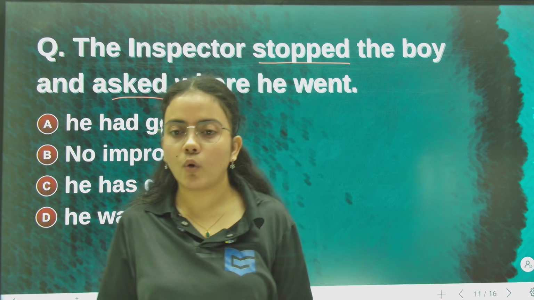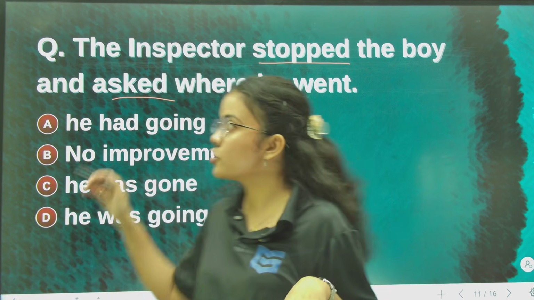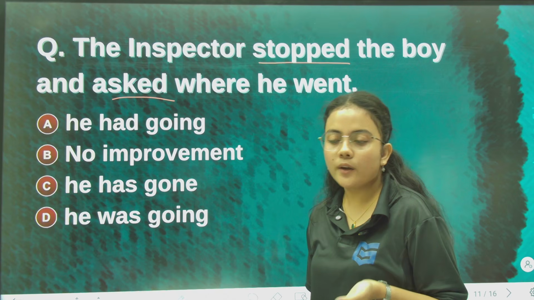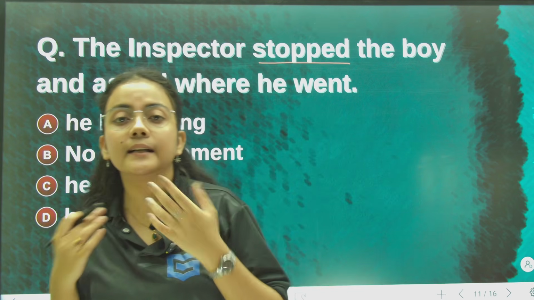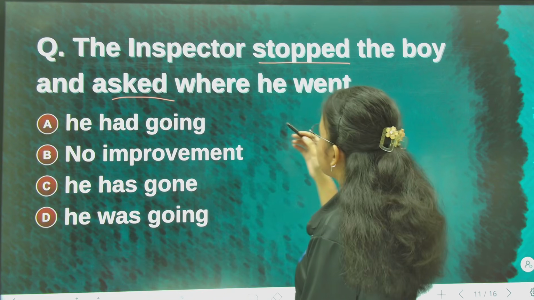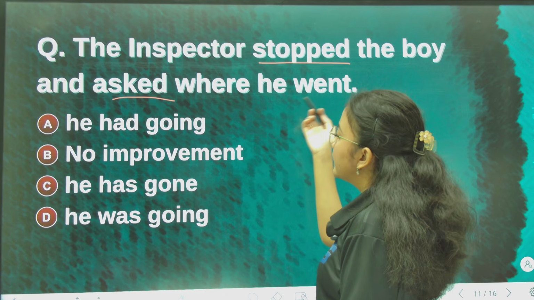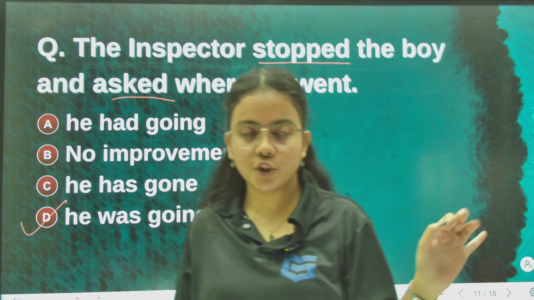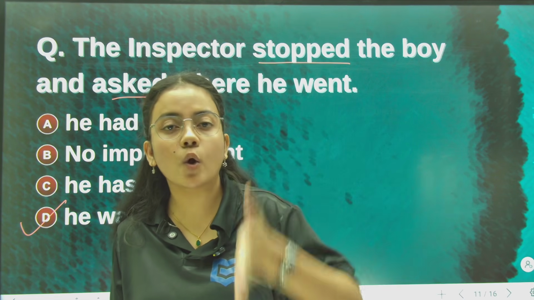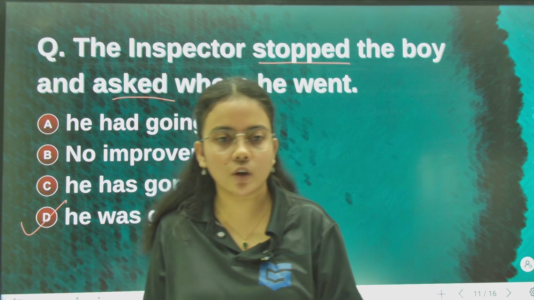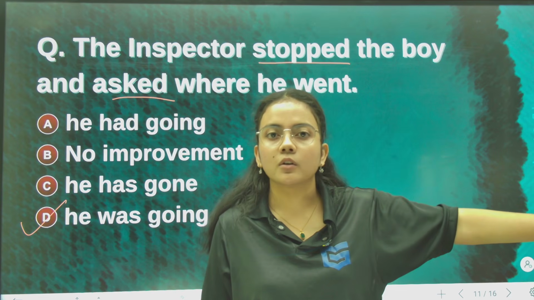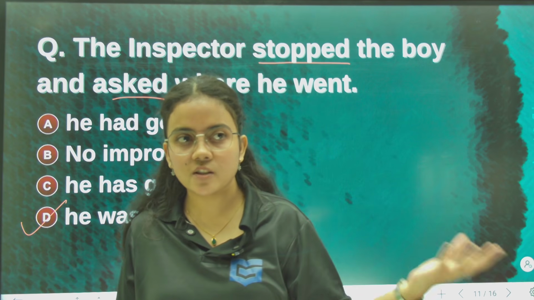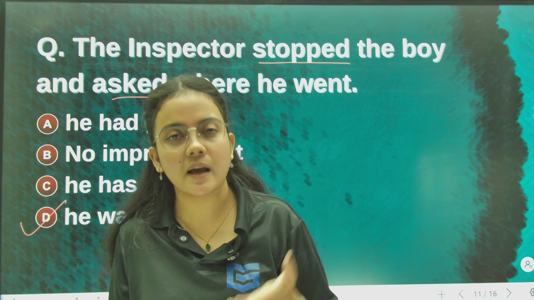Stopped means that the boy was in the process of going somewhere, the process was continuing, an ongoing action. So the inspector stopped the boy and asked where he was going will be the correct answer. The action started in the past, but it was continuing, and then the inspector stopped him. So the action was happening in the past, but he was stopped. An ongoing action in the past is a past continuous tense.